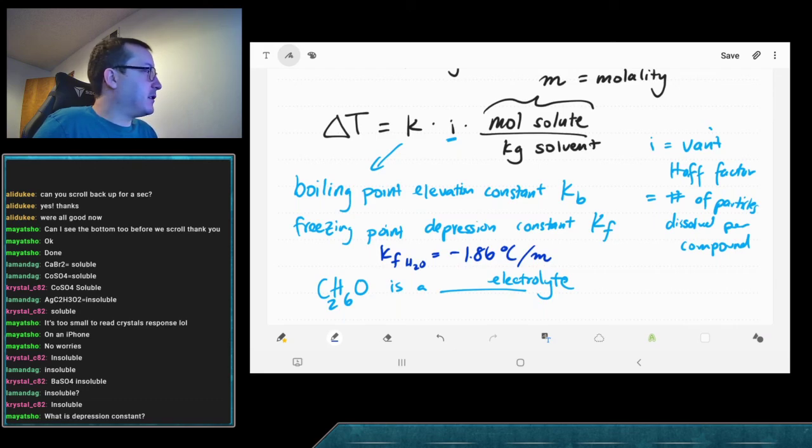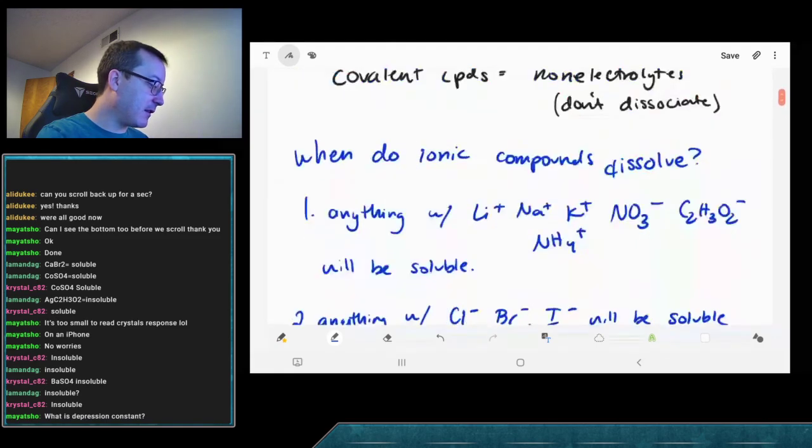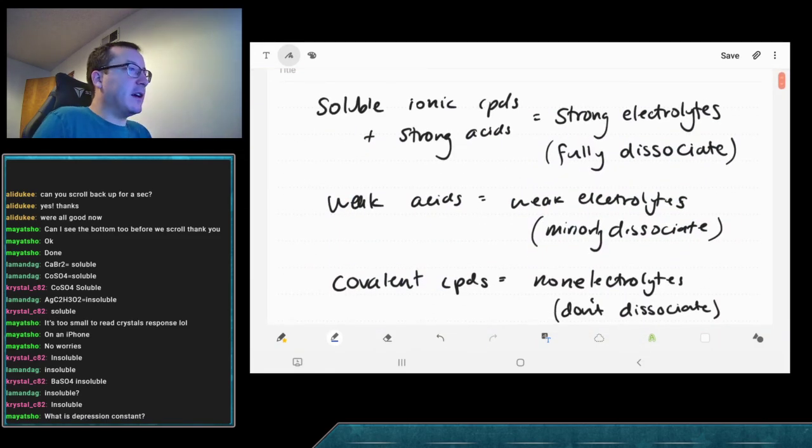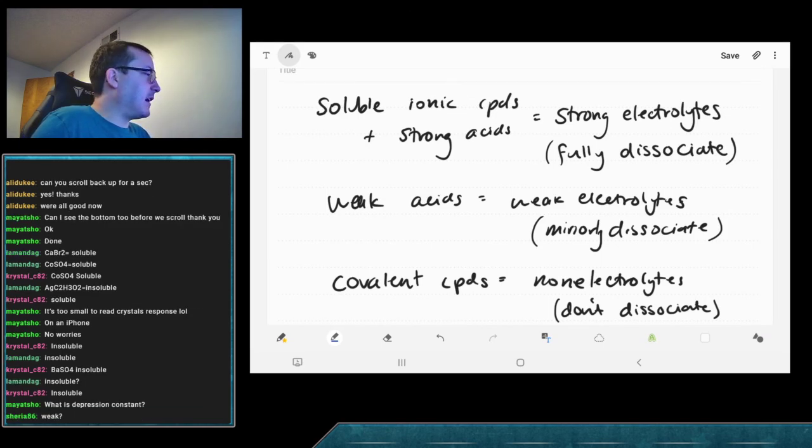So back to this question about ethanol. What type of electrolyte is that going to be? Perhaps we've forgotten already what electrolytes are. Let me scroll up then. Let's go back to our thing. Which one is ethanol going to fit under? Is it going to be a soluble ionic compound or strong acid? Is it going to be a weak acid? Or is it going to be a covalent compound? So is ethanol an acid?